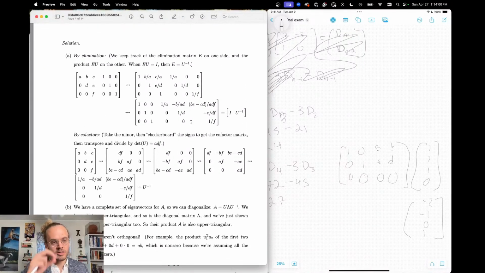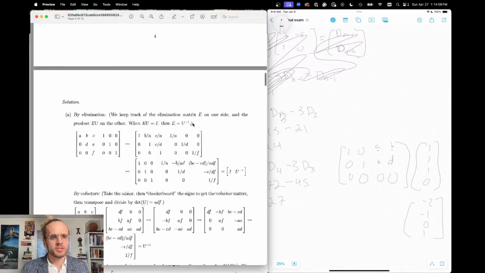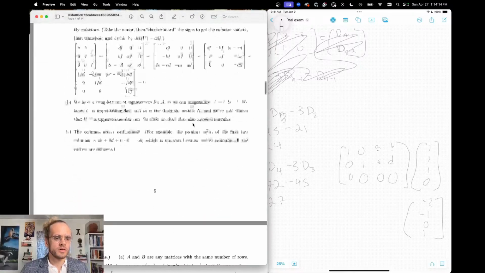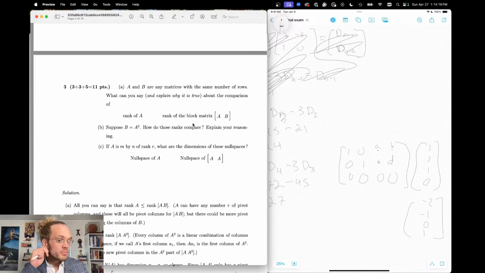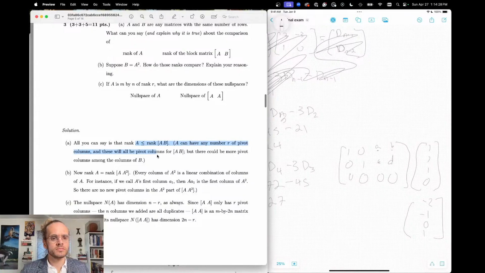So looking at this next one, number 3, by elimination, we keep track of the elimination matrix. Oh wait, that was number 2. A and B are any matrices with the same number of rows. What can you say, and explain why it's true, about the comparison of the rank of A with the rank of the block matrix AB? All you can say is that the rank of A is less than or equal to the rank of AB. Yeah, I think I said all this.